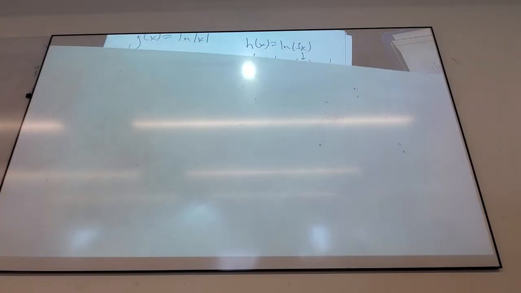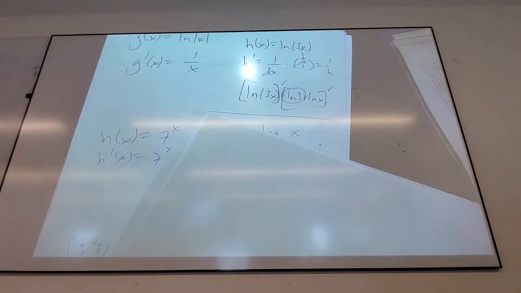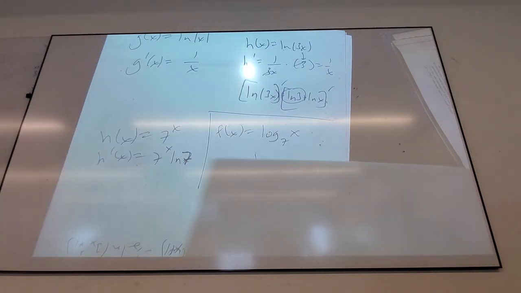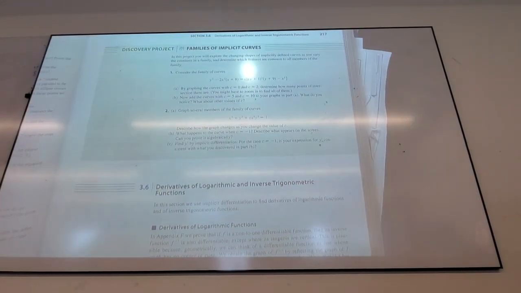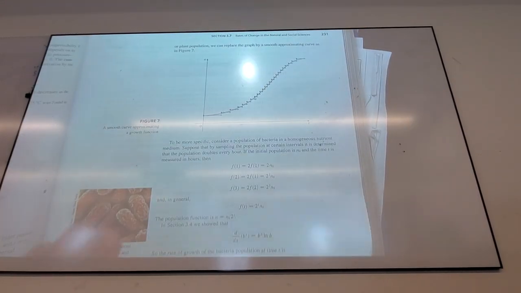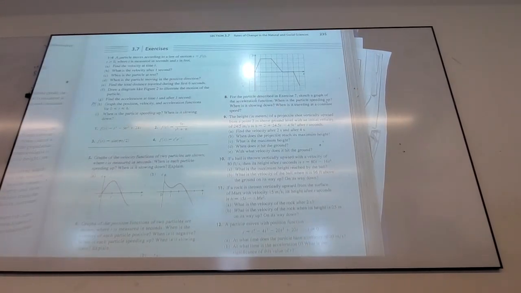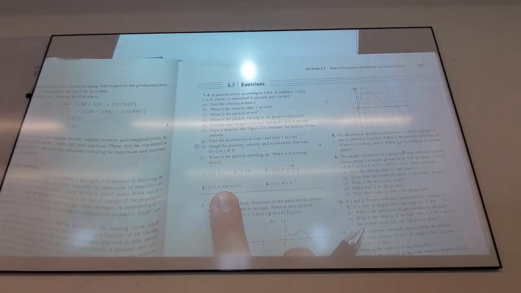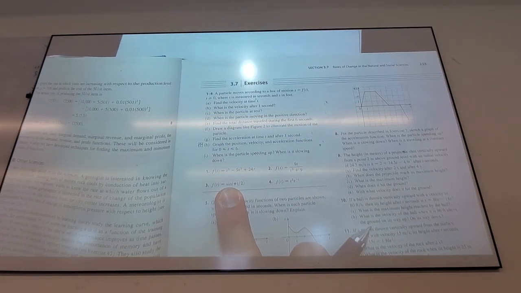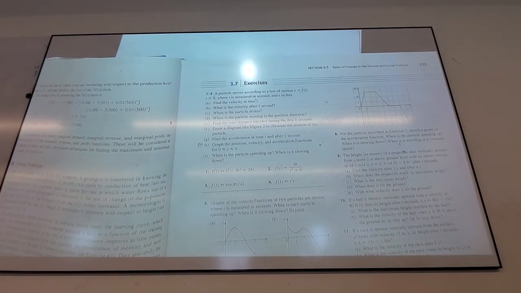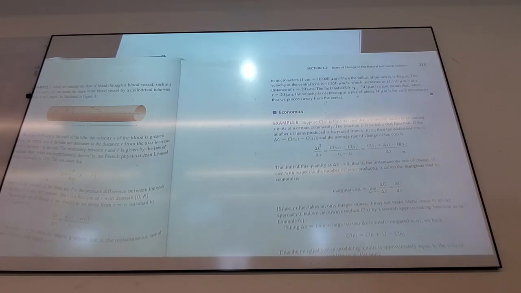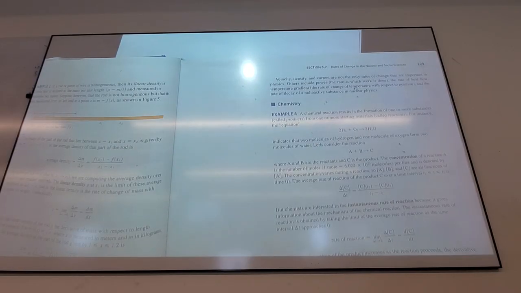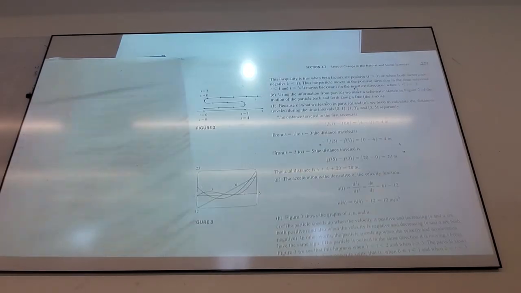Okay. Did you have a question? Yes. I was just going to ask, in 3.7, question 3E. For me, I found that the velocity was 0, but how do you figure out what the total distance is if everywhere the velocity is 0? But then also with the position function, it's just one thing, you can't plug anything in.